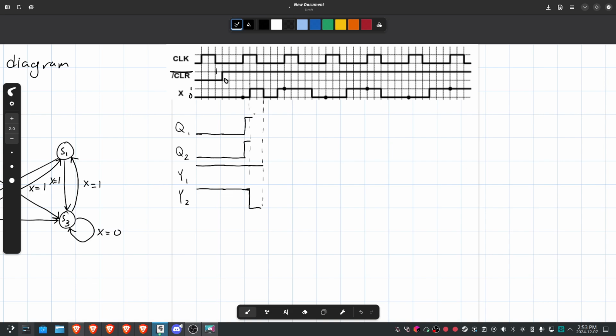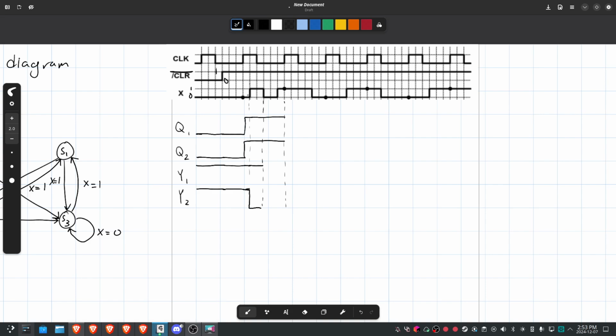And again, Q1 and Q2 are really not going to change until the next rising edge. So we can actually just stretch this out until the next rising edge. Let's extend Q1 and Q2. Okay. Now what happens at this point? X changes back down to 0.